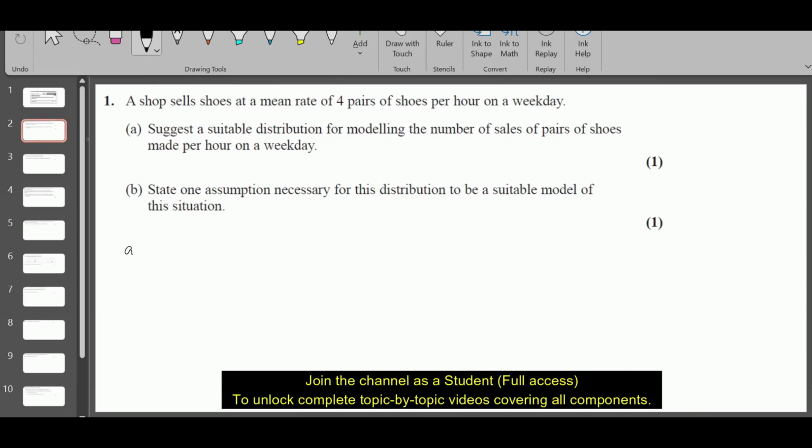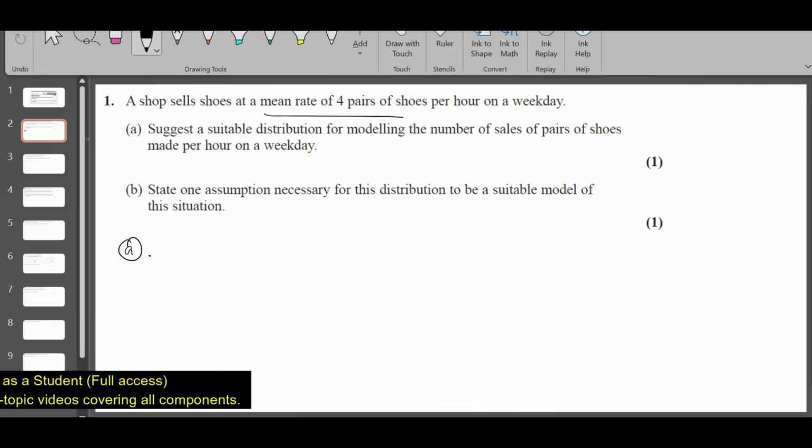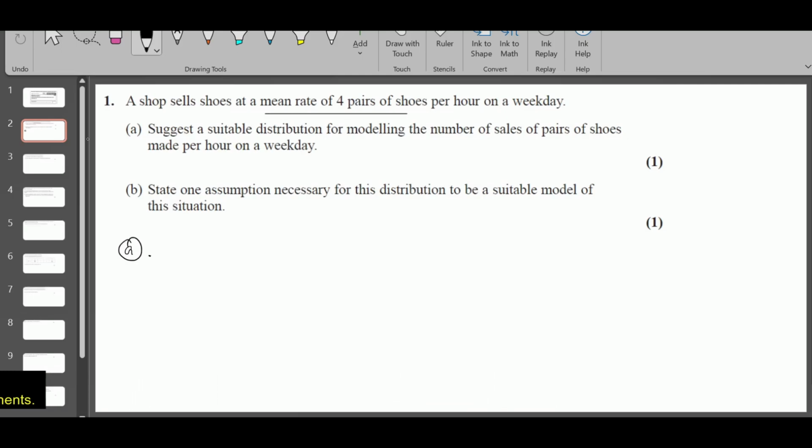Okay, part A. Suggest a suitable distribution. Definitely when something is happening at a constant mean rate, that's Poisson distribution, right? Suitable distribution for modeling the number of sales of pairs of shoes per hour on a weekday. You can just write P of 4.